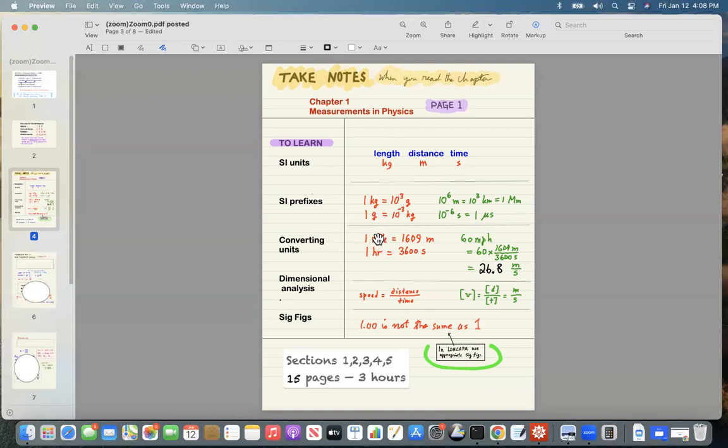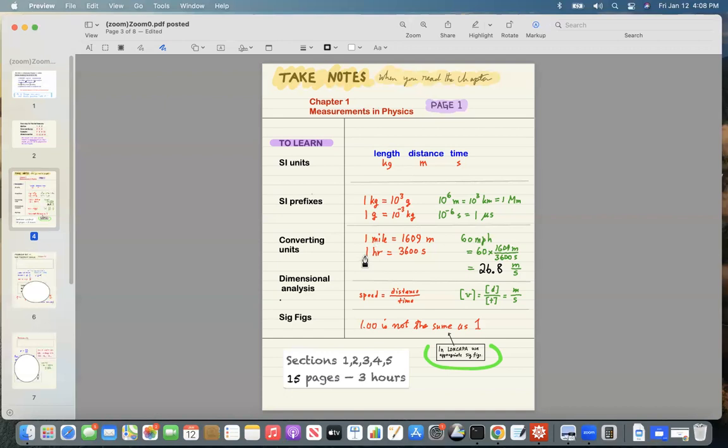Maybe you'll be given information in miles and hours. Maybe you're told a car is going 60 miles per hour. How fast is it going in meters per second? Well, you have to know how to convert from miles to meters and hours to seconds.